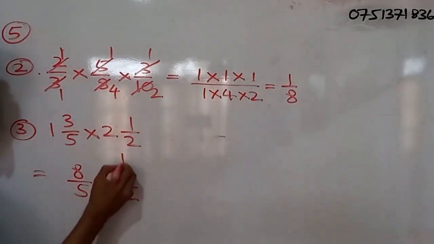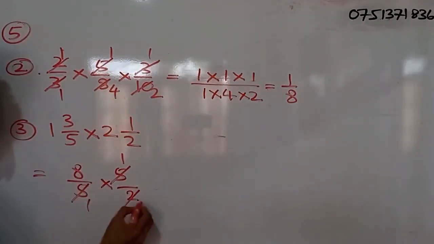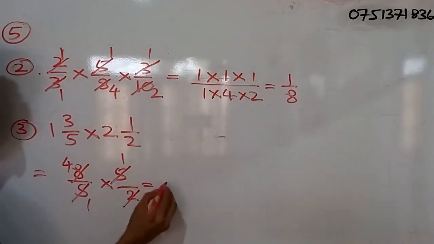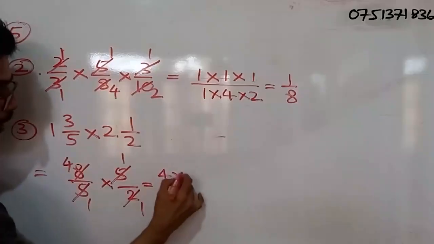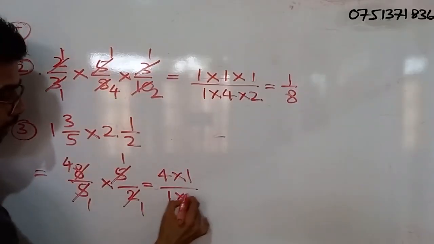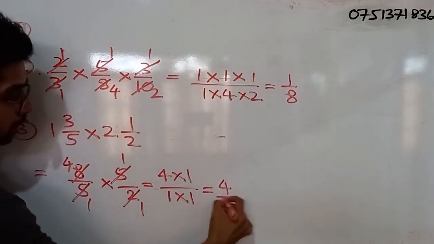Right. So I can cancel out the 5 here. 2 times 1 and 2 times 4. So in the top half, I get what? 4 times 1, and in the bottom half, I get 1 times 1. So here the answer is 4.